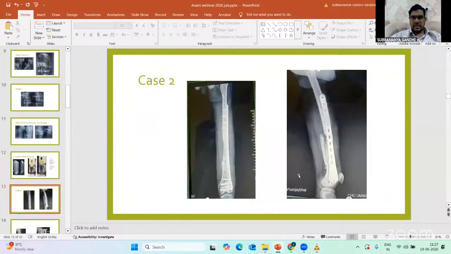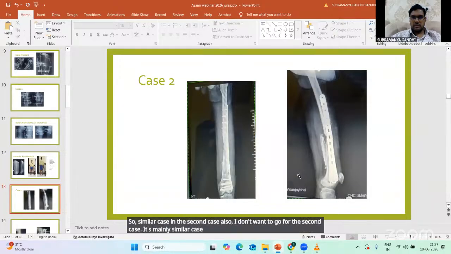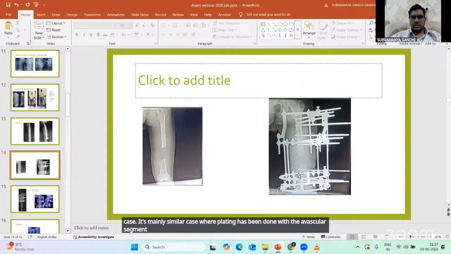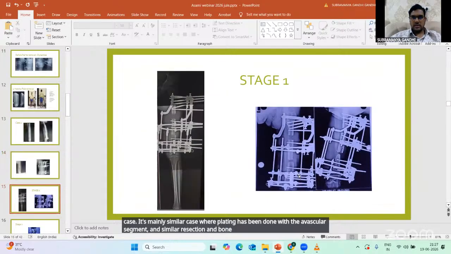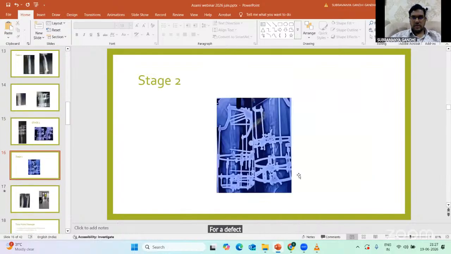Similar case in the second case also, I don't want to go into the second case in detail. It's mainly a similar case where plating had been done with the avascular segment and similar resection and bone transport has been done for a defect of around 6 centimeters.